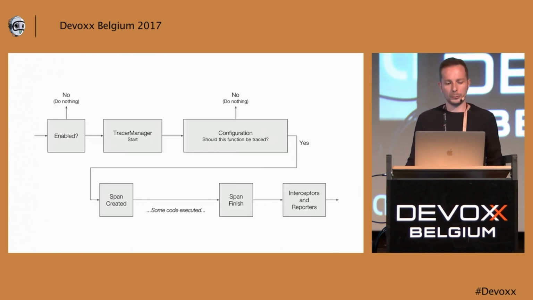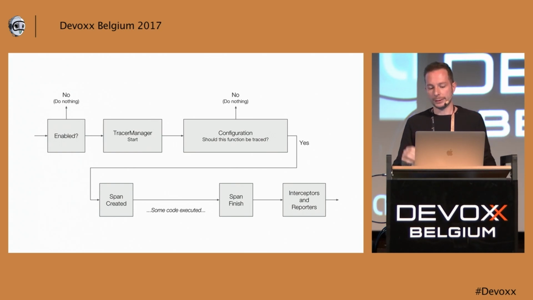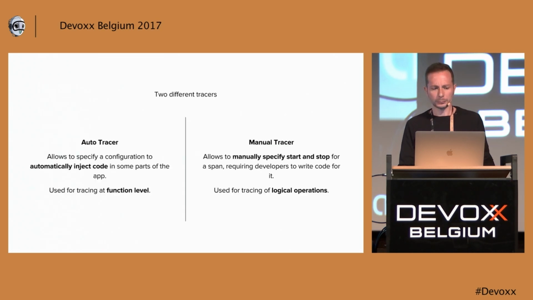This is the data flow. We just check if it's enabled. You can expect that there is something that comes from the backend and says yes, trace or not. We call tracermanager.start. There is a configuration interface that says, hey, this is the span. Should I proceed tracing it? So you can expect also here something from the backend that says what has to be traced and what is not. Let's say yes. At this point, we create this span, we execute the code, and then we simply call finish. And then we pass this span object to our interceptors and reporters.